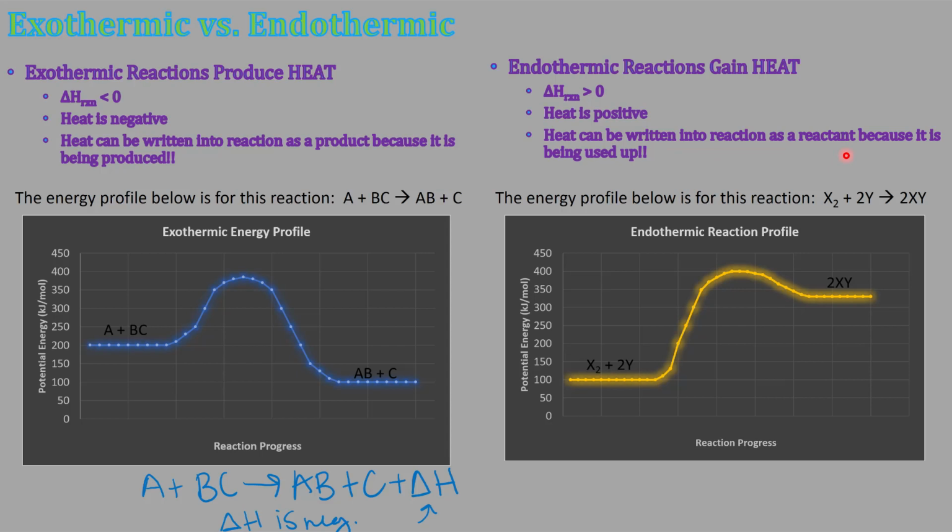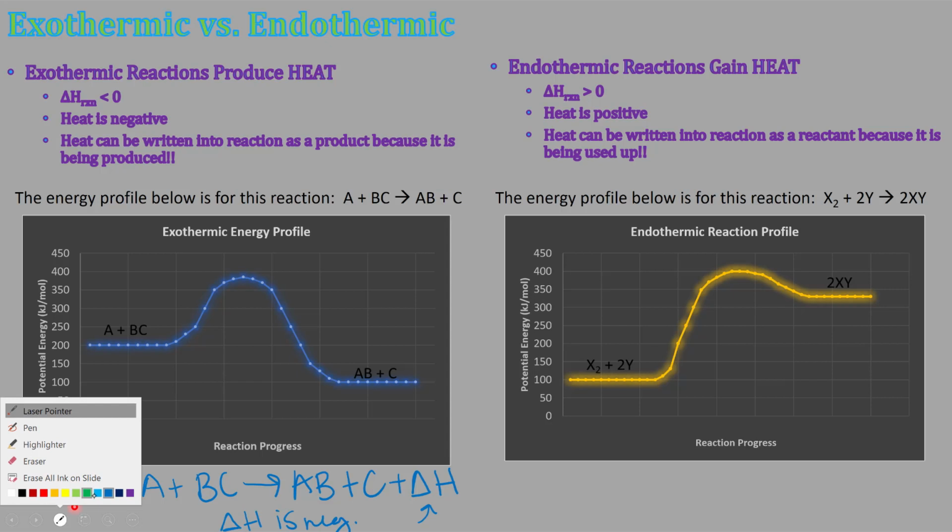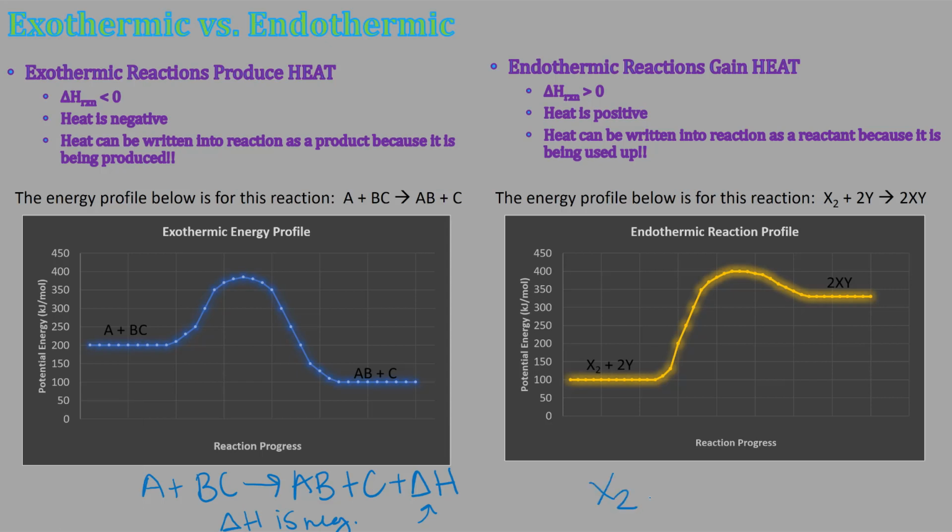All right, so if I was to rewrite this reaction and include the heat value, I would put it as a reactant, not a product. So exothermic, heat is lost, it's negative, and it's a product. Endothermic, it's gained, it's positive, and it's a reactant.